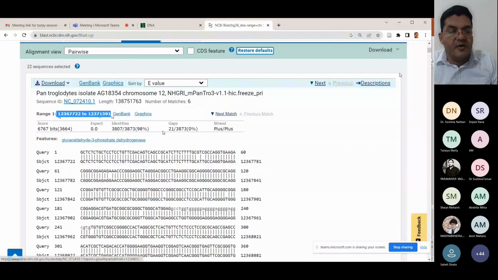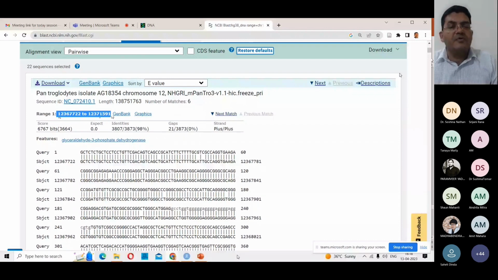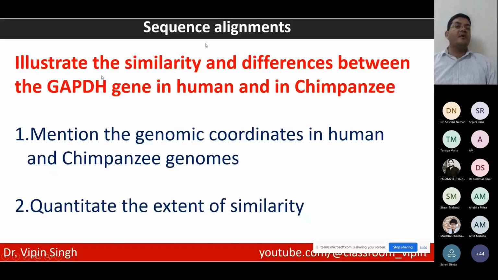If you remember the question we had asked, let me take you to the question again. What I told you was, one, illustrate the similarity and differences between the GAPDH gene in human and chimpanzee. To look at the similarity and differences, you look at the alignment and also the identity score. Then you look at the genomic coordinates in human and in chimpanzee genomes. The genomic coordinates in human you already have from the UCSC genome browser. Now you know the orthologous locus genomic coordinates also.